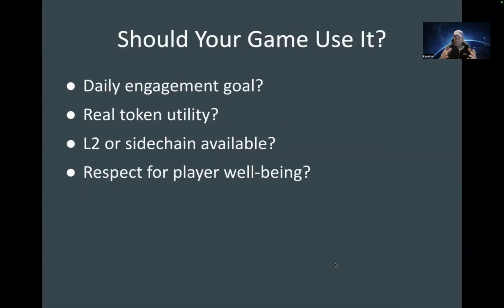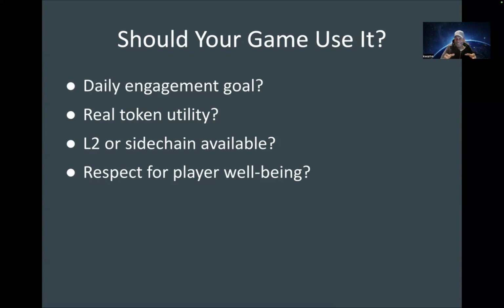So should you use it in your game? Well, you have to ask yourself a few questions. One is going to be the daily engagement goal. Do you want to have your players logging in every day to your game or your application? It is based around game design, but these concepts are for every dApp that you're making.